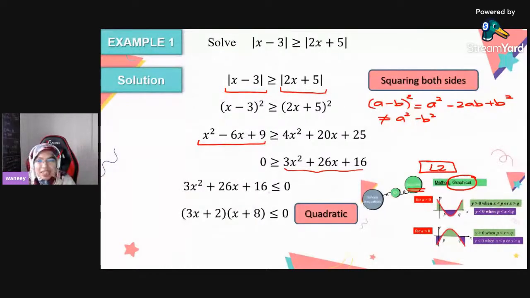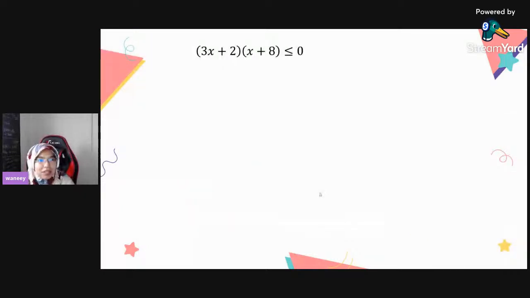Okay, so now let us sketch the graph for this one. So we got 3x plus 2, x plus 8 less than or equal to 0.